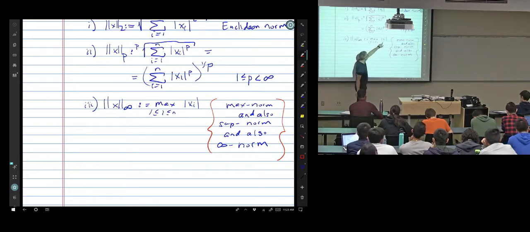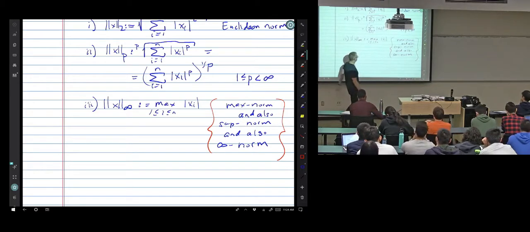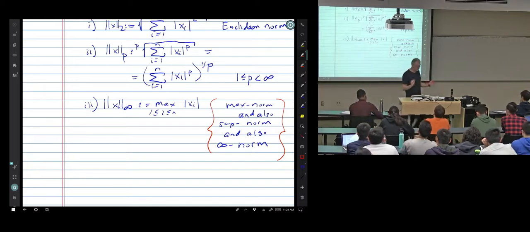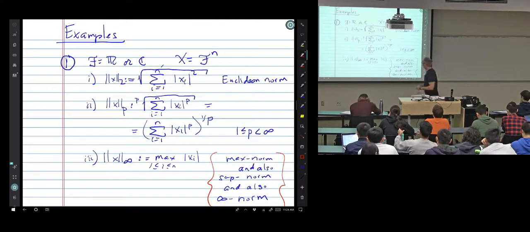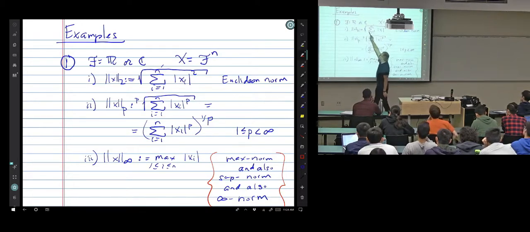So if I have a finite set, the maximum exists, and then the max is equal to the sup as well. So if you put sup here, it's not wrong, it's just uncommon, that's all. Okay, so only one of these things is a sum of squares. I square this one, it's a sum of squares.